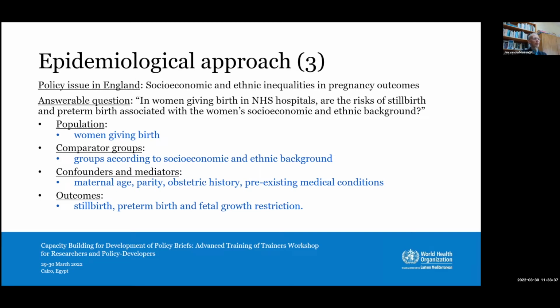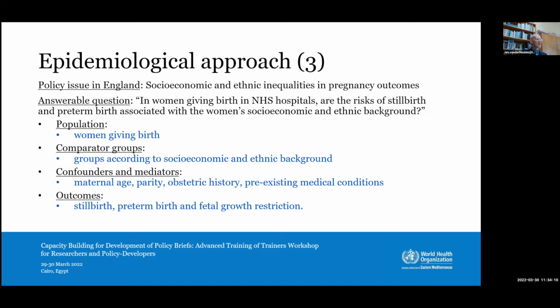In women giving birth in National Health Service hospitals in England, which is supposed to give care at the point of need and to everybody in the same way, irrespective of background, are the risks of stillbirth and preterm birth associated with the women's socioeconomic and ethnic background? So in other words, I tried to define the population, that's women giving birth in NHS hospitals, and you could question whether that is precise enough. Then the comparator groups are defined according to their socioeconomic and their ethnic background.